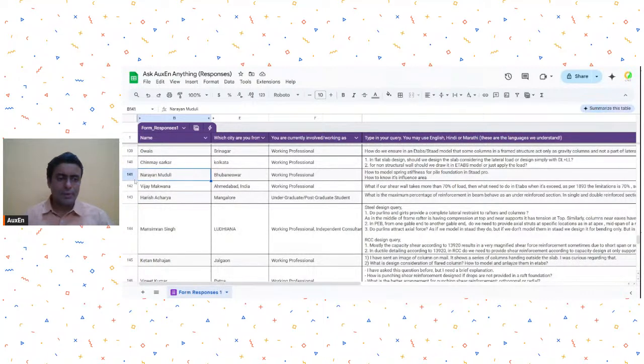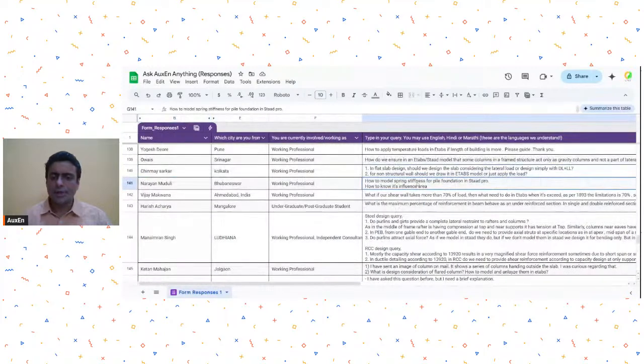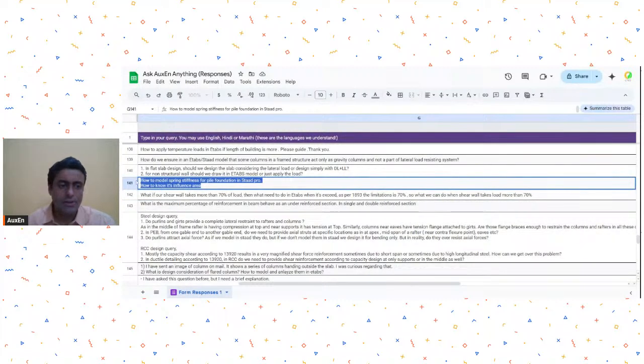Okay, so Mr. Narayan Muduli, he's joining us from Bhubaneswar. He's asking how to model spring stiffness for pile foundation in STAAD.Pro. This question we had answered before also in our earlier Ask AuxEn Anything session. So you need to find out the load settlement curve. You need to have the load settlement curve for pile. Once you have the load settlement curve for the pile, from there you can calculate the stiffness.